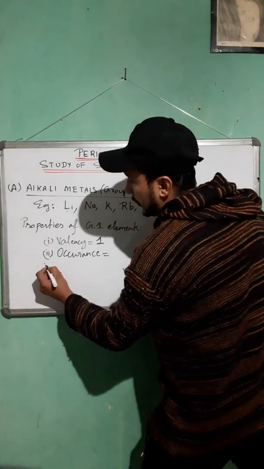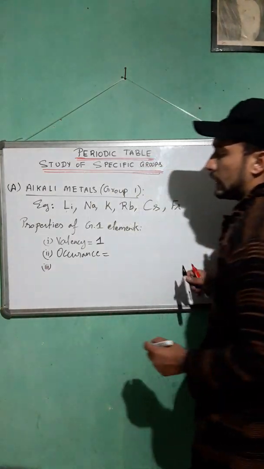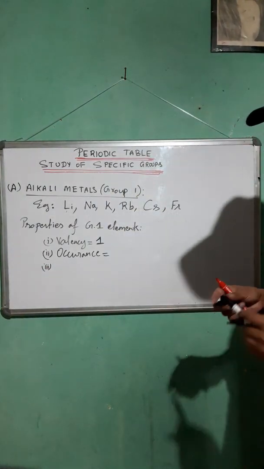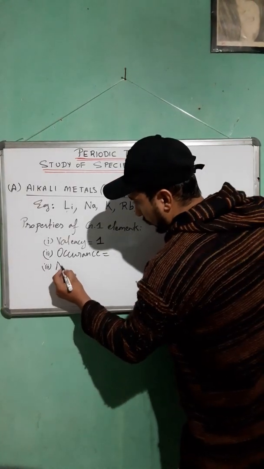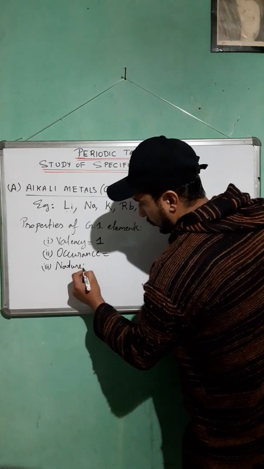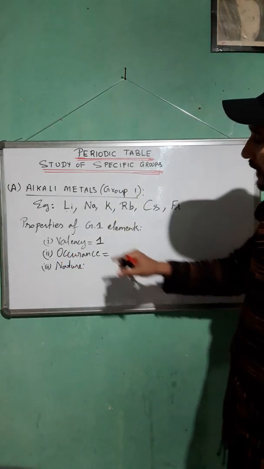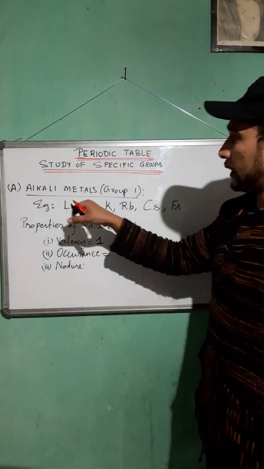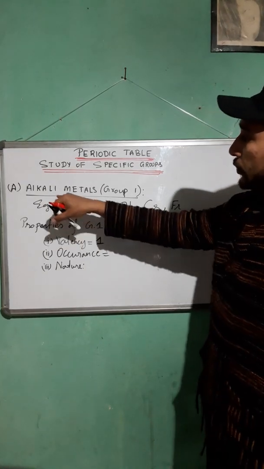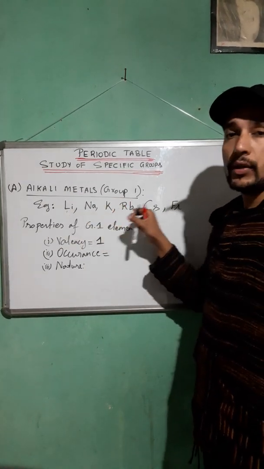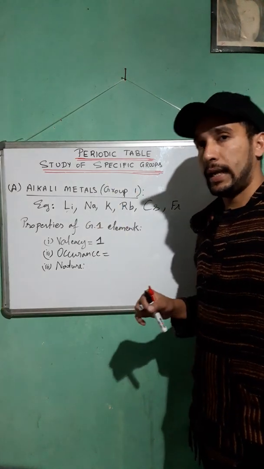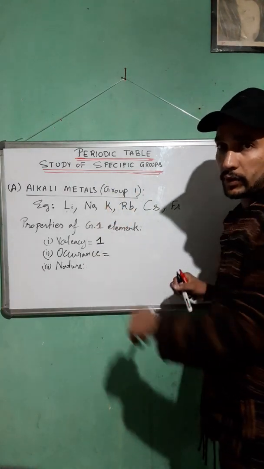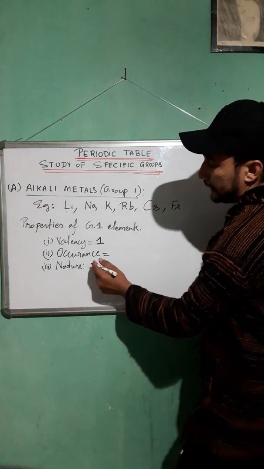Next, property number 3, their nature. What type of elements are these group 1 elements? They are soft elements, and they can be cut with a knife. They are soft and can be cut with a knife, so you can write it here.